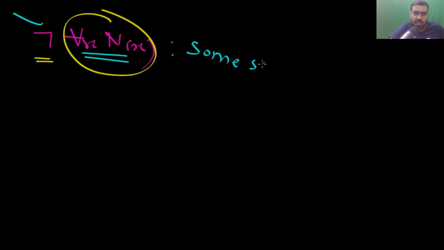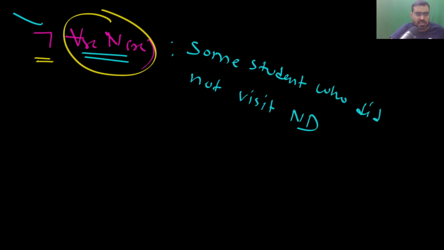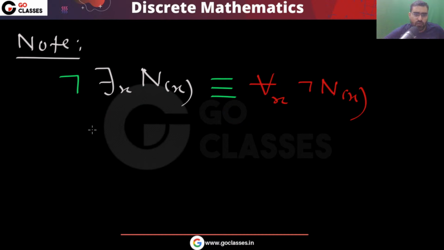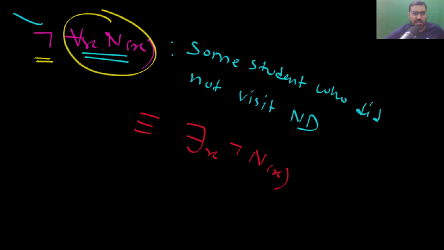There is some student who did not visit North Dakota. And remember, this is the same as there is some student who did not visit North Dakota. So this is another idea, that they are basically the same. This is also another important point: what is the negation of the universal quantifier? You can see this here. The negation of the universal quantifier will be the existential quantifier.